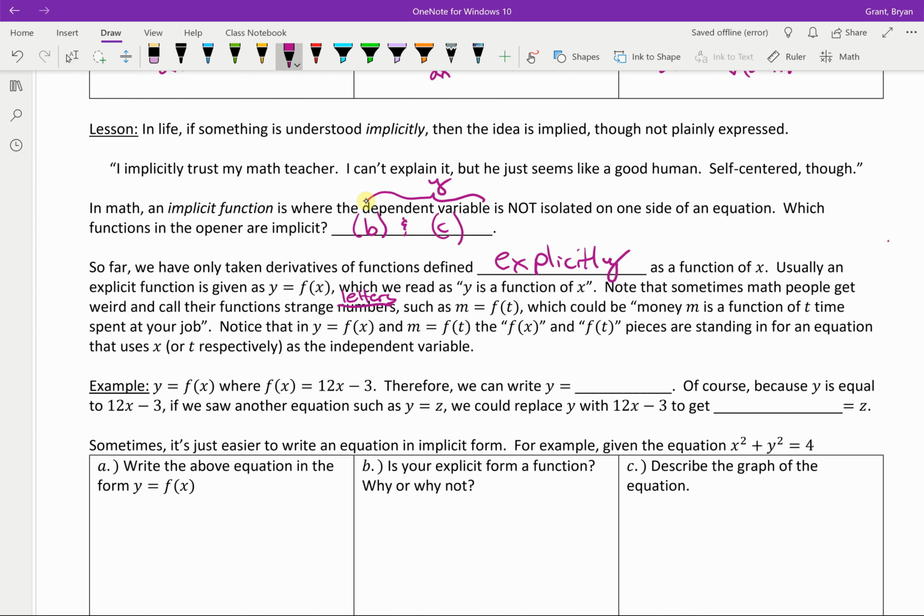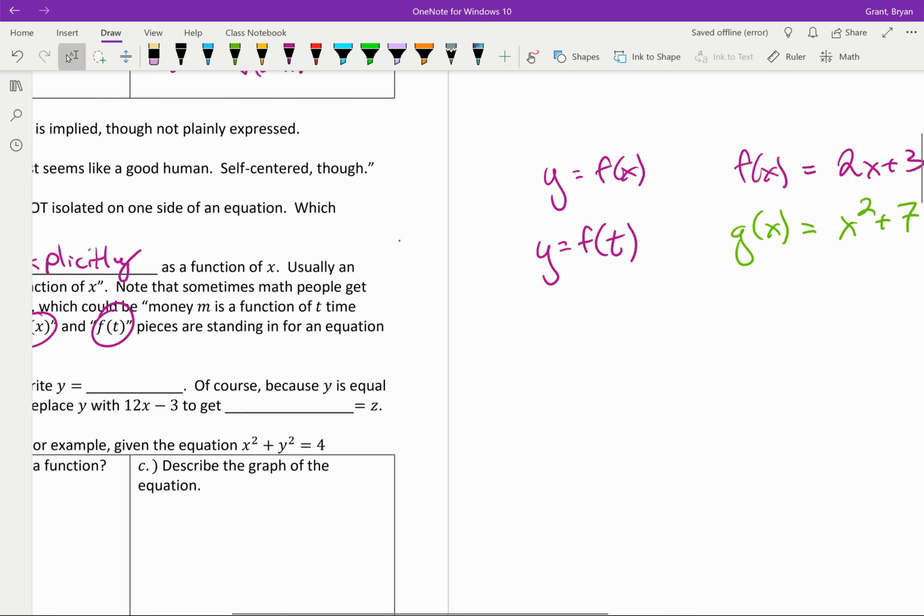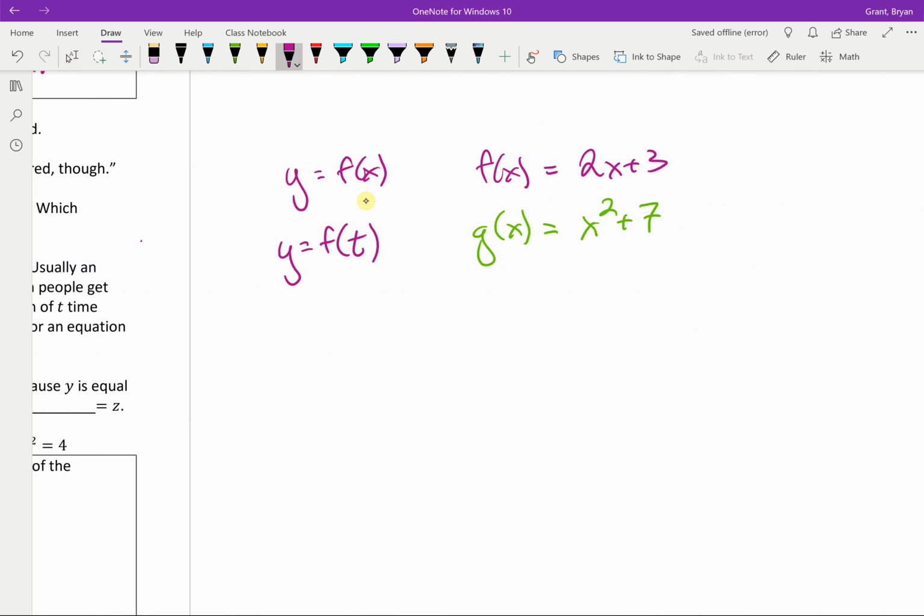You should, of course, remember that f of x and f of t are pieces that are standing in for an equation, right? So instead of writing y as a function of x, where the function that's acting upon x is 2x plus 3, you could put all of this together and just say y is equal to 2x plus 3, right? There's nothing wrong with that. But realize that f of x, of course, is standing in for 2x plus 3.